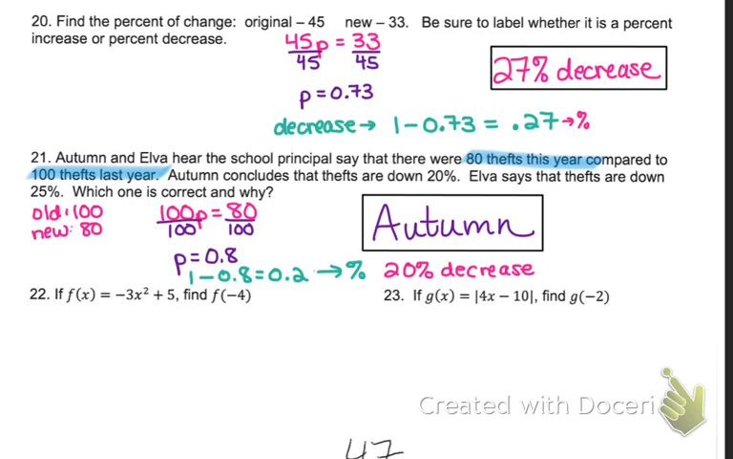22 and 23 are function notation problems. All we need to do is plug in the number in parentheses in for x in the equation. So we're going to take -4 and plug it in for x, but use parentheses.